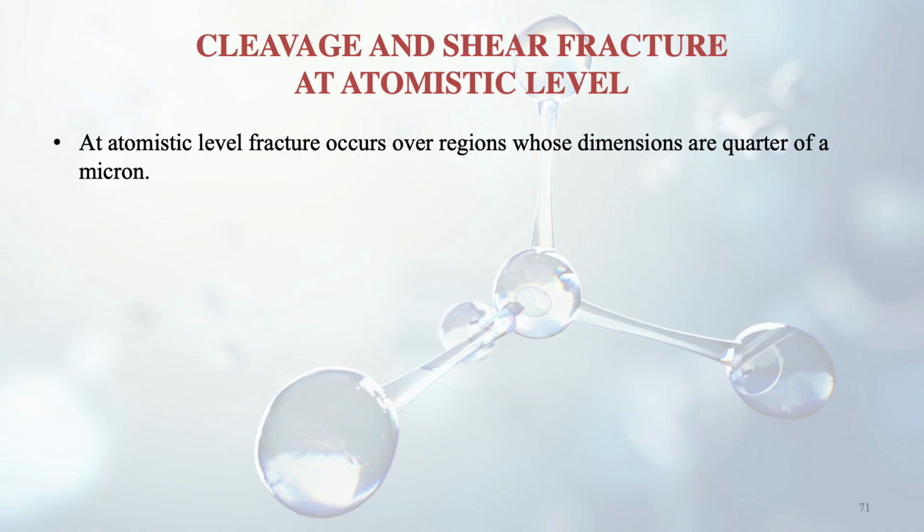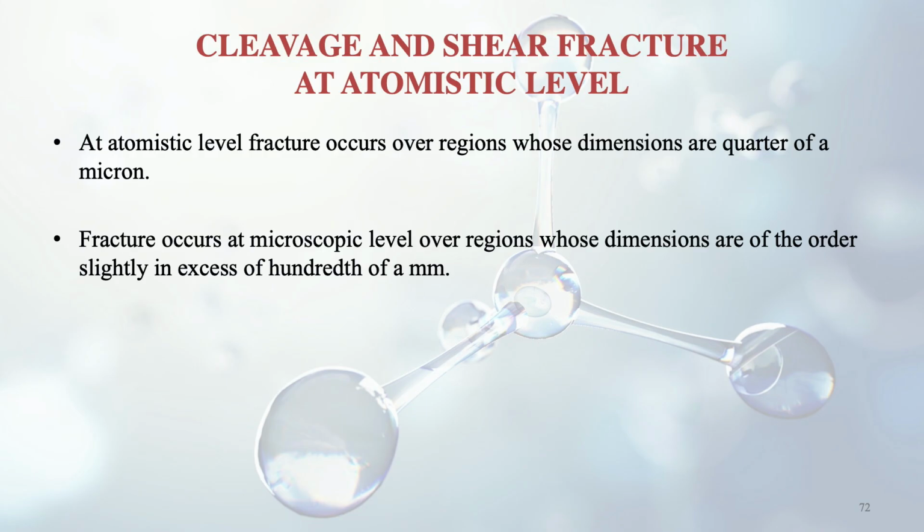So, cleavage and shear fracture at atomistic level. Now we can see at atomistic level, fracture occurs over regions whose dimensions are a quarter of a micron. You can consider that a micron is around 10 to the power of -6 meter, so we are taking a very small region. Fracture occurs at microscopic level over regions whose dimensions are of the order slightly in excess of 100th of a mm. So microscopic level fractures are like these, 100th of a mm.